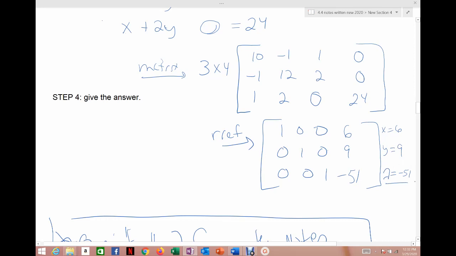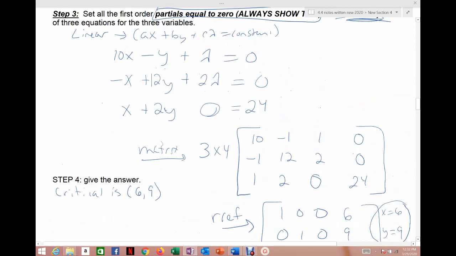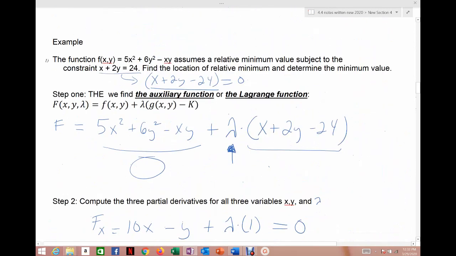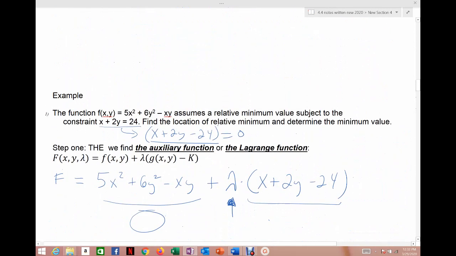Again, we found the lambda. We're not going to do anything with it. Our solution's only going to involve our x and y. So our critical value that lands within our constraint is 6 for x, y is 9. There's only one, so it's what we're looking for. Let me go back up here and remind myself what I'm looking for. Our critical value is our relative minimum location.